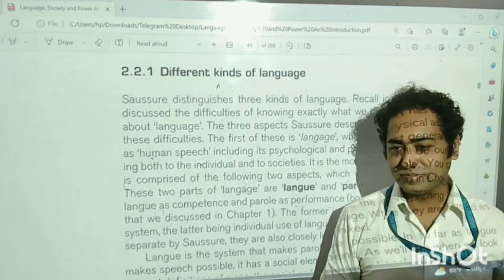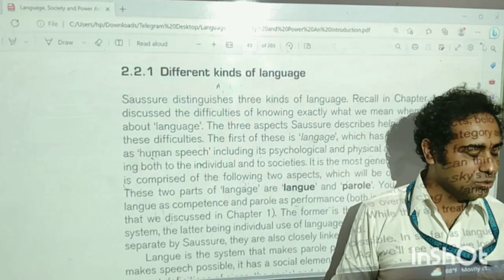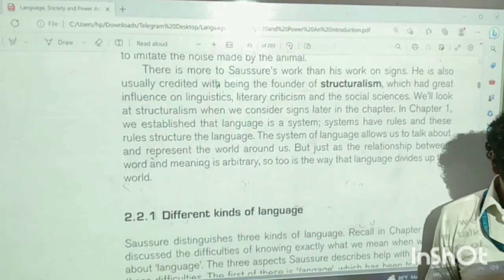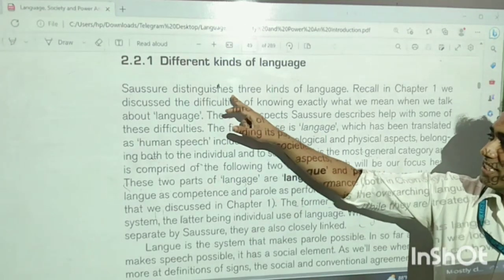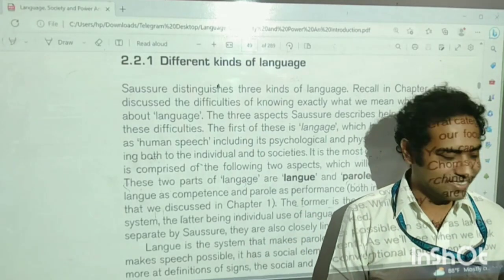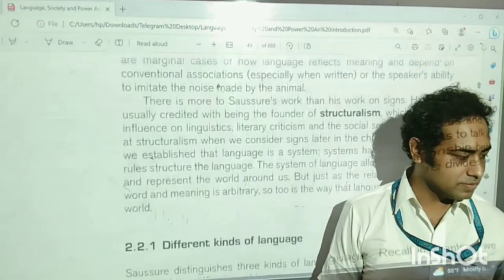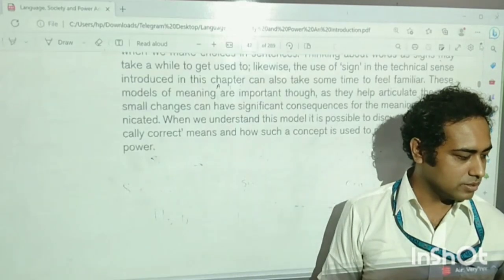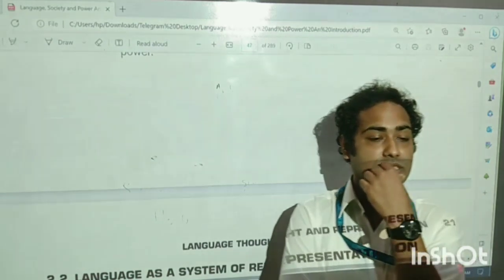Different kinds of language. We'll introduce something interesting to you. According to Saussure, language has three kinds. Look at this. I'm not writing, I could have written it. Saussure distinguishes three kinds of language. Surprising, right? Is it like verbal, non-verbal, written? No. Something else. So actually there are two types of language. If you just imagine something, let's take a blank page. So there are two types of language. Am I right?